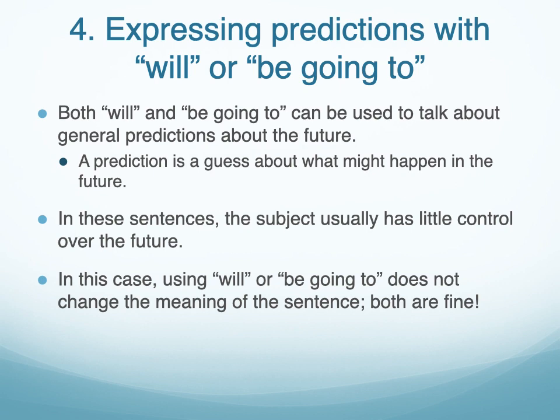A plan you have control over. You can plan your own life. But when we're just talking about things that are out of our control, we're just guessing. And that's just a prediction. And in that situation, it's okay to use will or be going to. So the meaning of the sentence will not change. So both are fine. So let's look at a few examples of these predictions in which we can use either will or be going to.